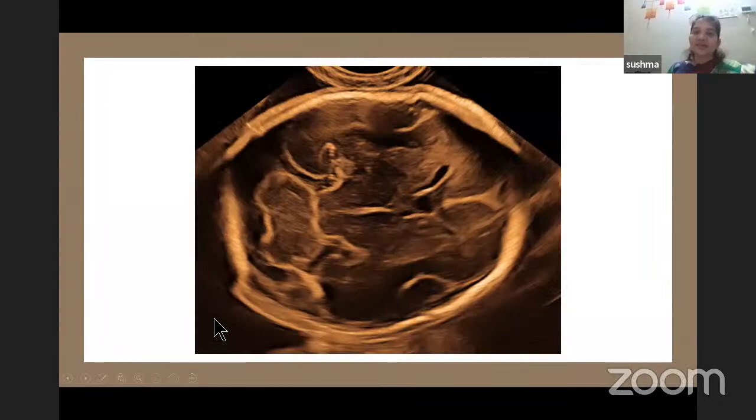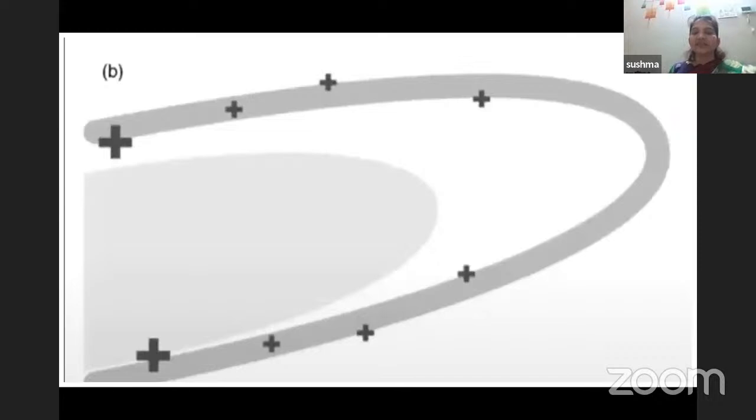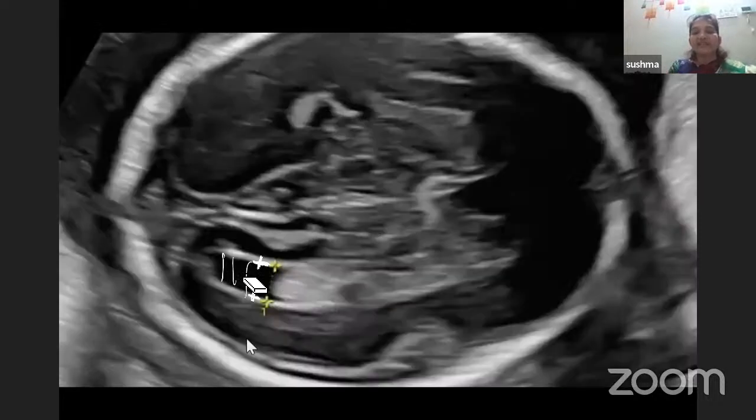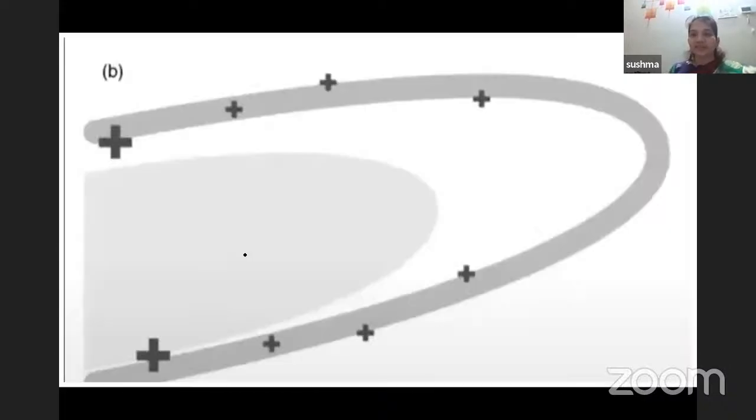Next, coming to the transcerebellar plane. Before we move on to the transcerebellar plane, I would like to mention that the transventricular plane, the diameter that we get here, should be less than 10 mm. Transventricular plane, any measurement within the brain should be 10 mm. That is how we have to remember. Even cisterna magna should be 10 mm. And what cisterna magna is, we will get to know in the next slide.